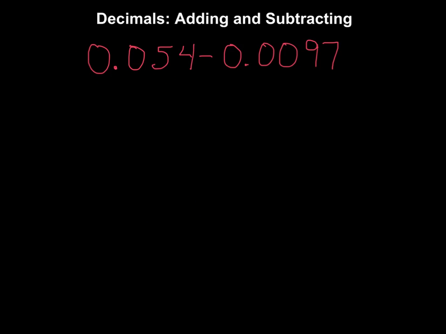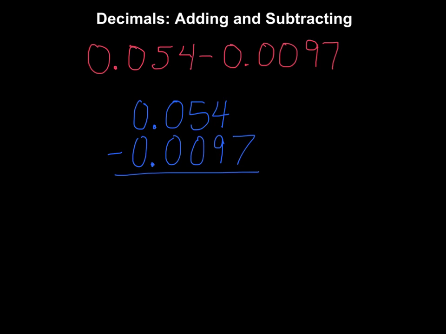For our last example, I've selected 0.054 minus 0.0097. So we can clearly see both decimals on these numbers. So when I write this vertically, it should be very easy to line them up. So if that's my decimal, I need my other decimal right below it. So 0.0097.